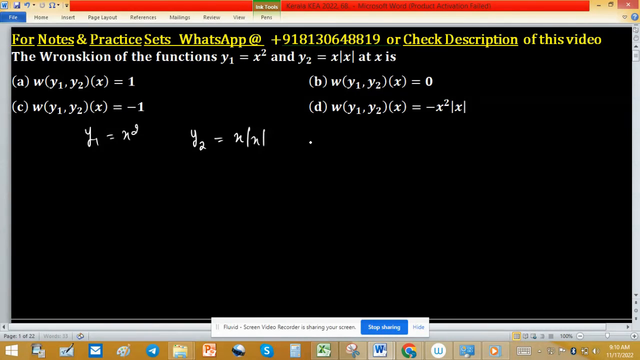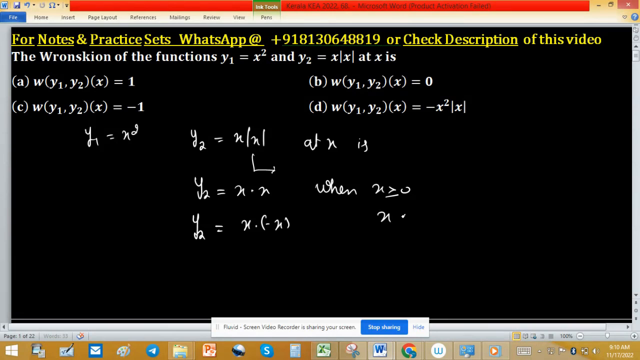The Wronskian of the function y1 equals x square and second function y2 equals x mod x at x is. You can write this mod function as y2 equals x into x when x is positive or greater than or equal to 0, and y2 equals x into minus x when x is less than 0. You can write further minus x square. So when x is greater than or equal to 0, in this case the Wronskian can be written as y1, y2 and their respective derivatives.